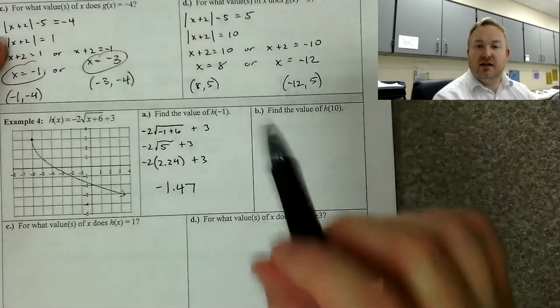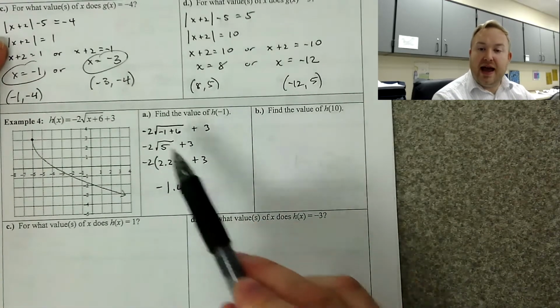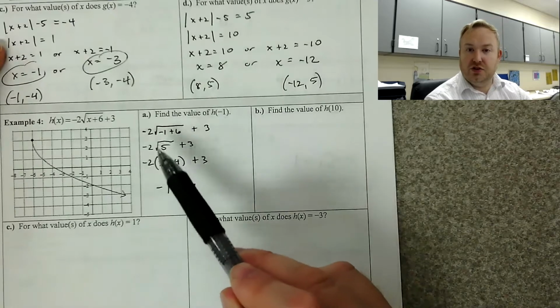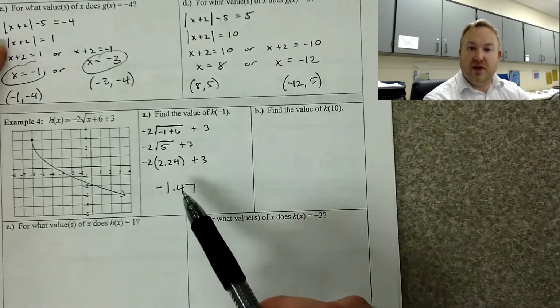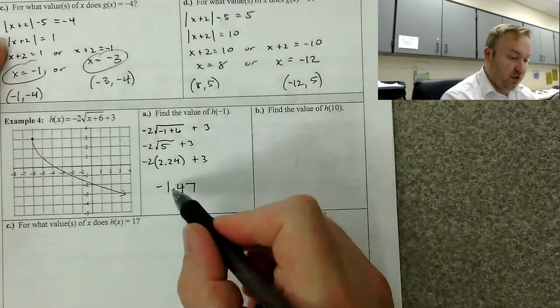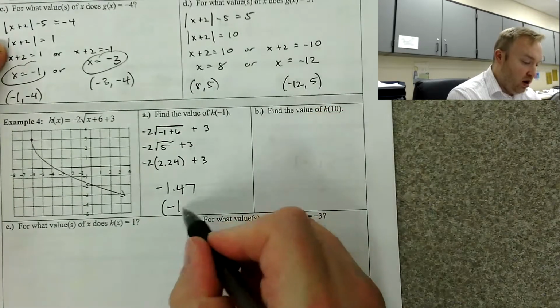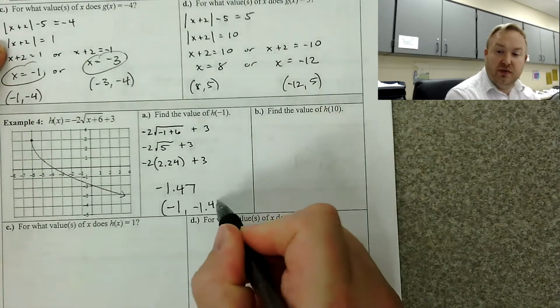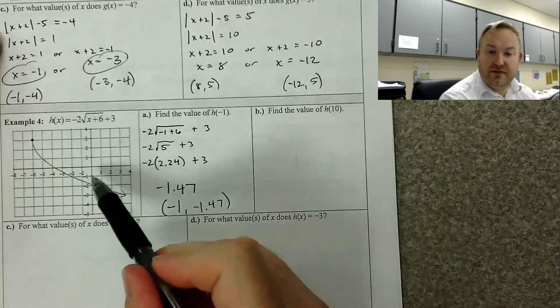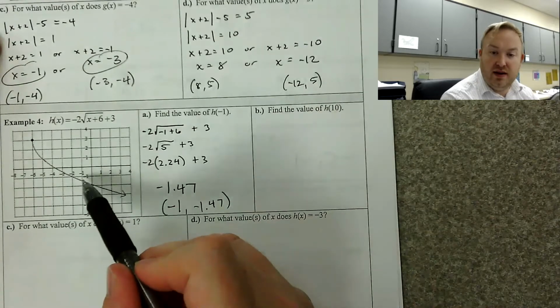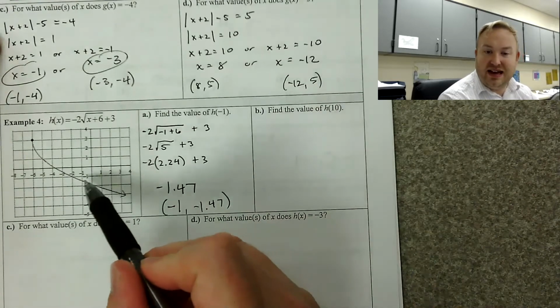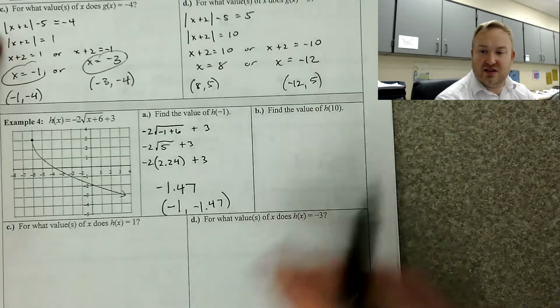Okay, so I plugged -1 into my function here. I had to use my calculator a little bit to do square root of 5, but my final value is -1.47. And so when x is -1, the y value should be -1.47. Let's see, if x is -1, does that y value look like it's about -1.47? I think it does, so that's good.